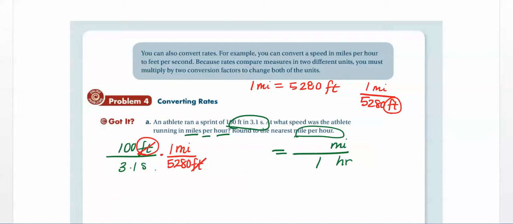Now that'll help with the feet, but how do we get to the seconds? With the seconds, we're going to have to get from seconds to hours. Okay, well, you're going to need 2 different conversions. You're going to need one for seconds to minutes and one for minutes to hours. So from seconds to minutes, we know that 1 minute is 60 seconds. Now that one's not going to work because the S is on the bottom. We need it to be on the top. So the 1 minute is going to be on the bottom. The 60 seconds is going to be on the top. That's the one we need.